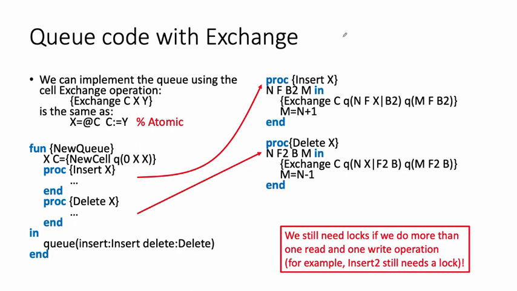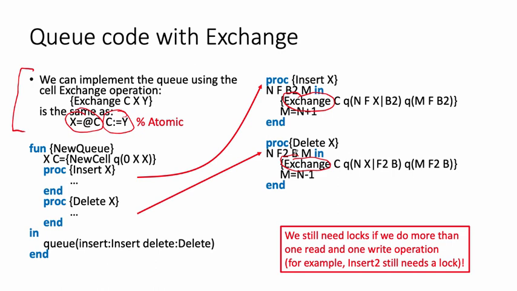Remember that I talked to you about exchange. The exchange does a read and a write atomically. We can actually implement our queue with exchange because we're only doing one read and one write for the data, okay? So whenever we do an insert or a delete, we're updating only once. So this is a very simple data structure. We're not doing many things. We're doing just one update, which means that we can implement the queue, insert and delete, using single exchange operations.